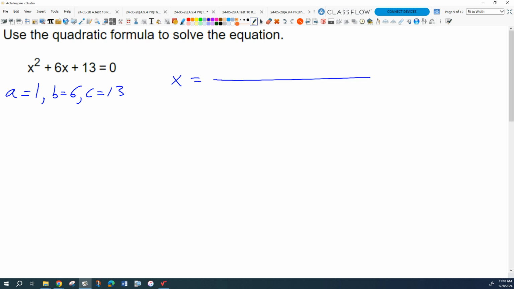So what do we get then? x equals negative 6 plus or minus square root. What's B squared? 6 squared. 36. Minus 4 times 1 times 36, over 2 times 1.